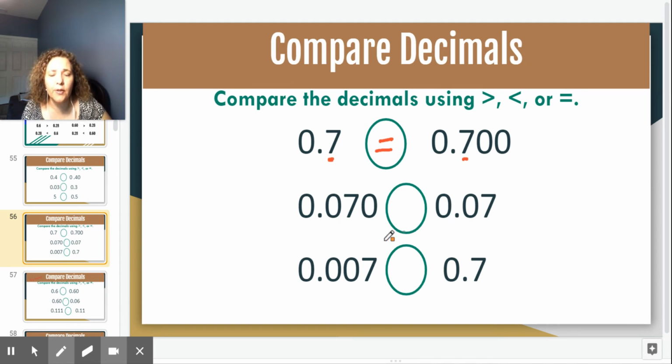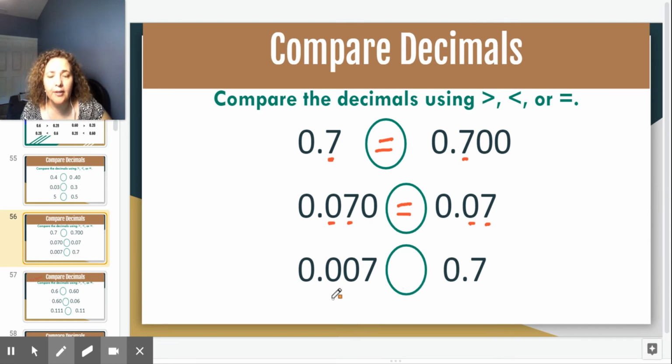It's still the same thing. So let's try this one. Okay, I have a 0 in the tenths. I have a 0 in the tenths. So that's not going to help me. So let's look at the hundredths. I have a 7 in the hundredths, a 7 in the hundredths. So they are equal. It doesn't matter if I have a 0 here. I could add zeros here as many as I wanted, and it wouldn't make a difference, okay?